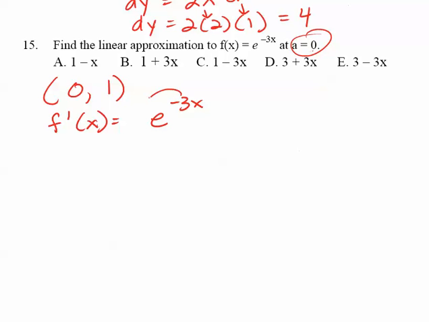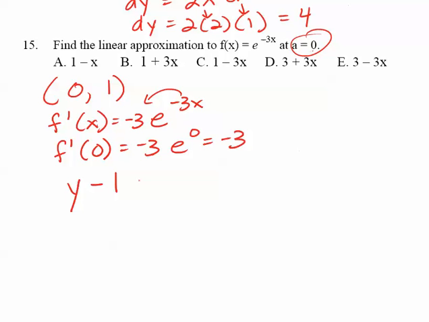The chain rule on the glob puts a -3 here. So we would want to do our f prime at 0. That would come up with -3 times 1, or -3 for our slope. So our tangent line, y minus 1 equals -3, x minus 0. And again, I don't need to substitute.